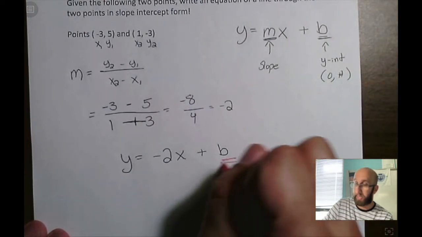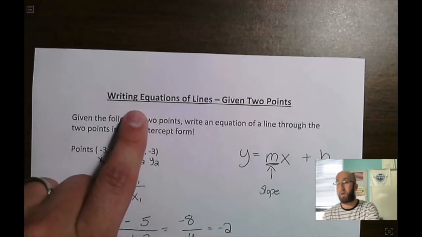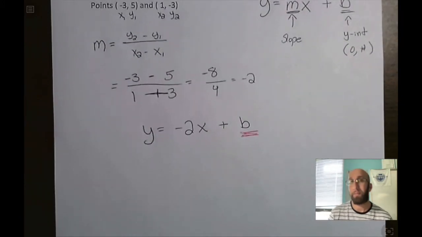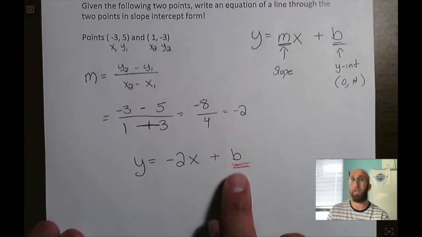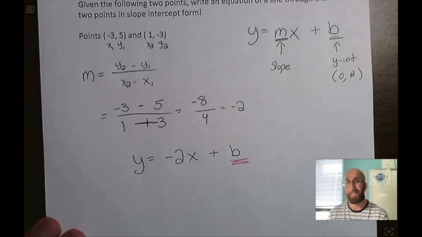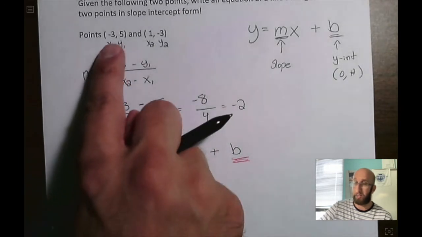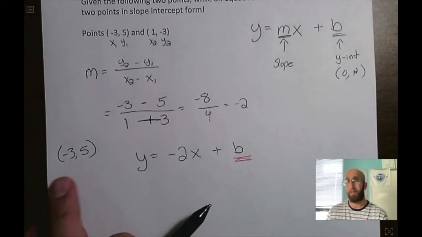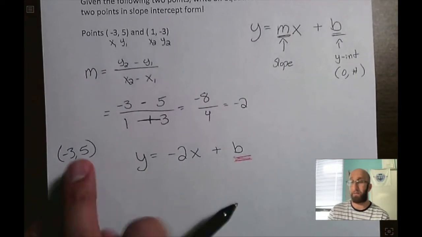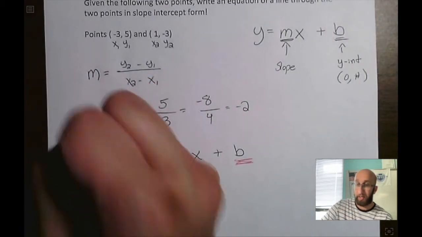All we're missing is that b piece. Once I know the value of b, we are set. If you've watched my previous video on writing equations of lines, you might already know what we need to do next. We aren't specifically given our y-intercept, but we need to take one of these points. It does not matter which one, just pick one. We're going to use it to plug in for x and y. I'm just going to use the first point because it's the first thing listed. A point on this line is -3, 5, so the x value is -3 and the y value is 5.